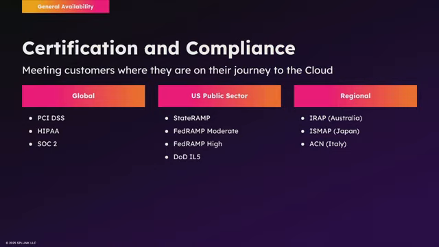In addition to our US public sector customers, we've also invested a lot to address our regional public sector customers globally. This includes IRAP in Australia, ISMAP in Japan, and ACN in Italy. And yet again, all of these are also generally available.